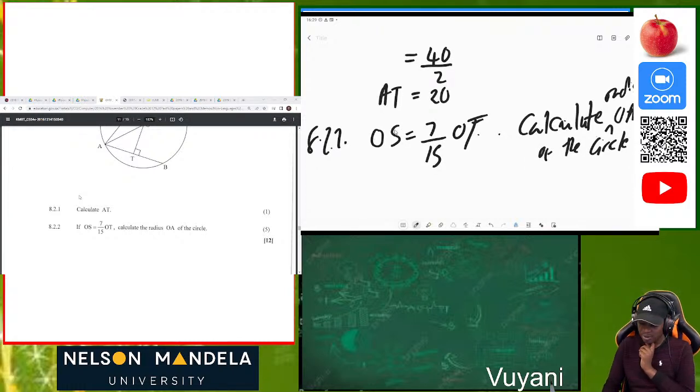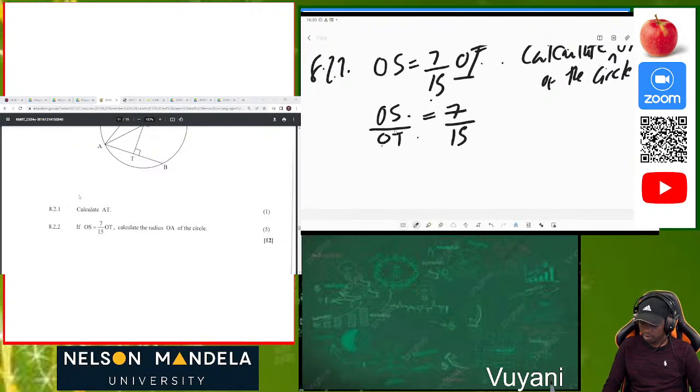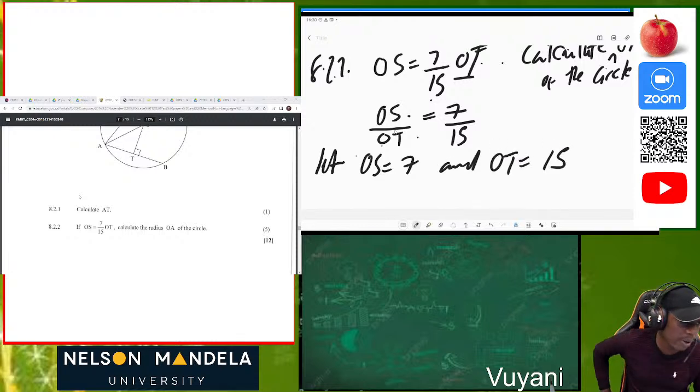When we divide both sides by OT, it will be OS over OT is equal to 7 over 15. So now we already know that OS is 7, OT is 15. Then now, let's calculate OA. That's not going to take much of our time. Let me just write this. We're saying let OS be equal to 7 and OT be equal to 15 so that you can actually see what I'm talking about.